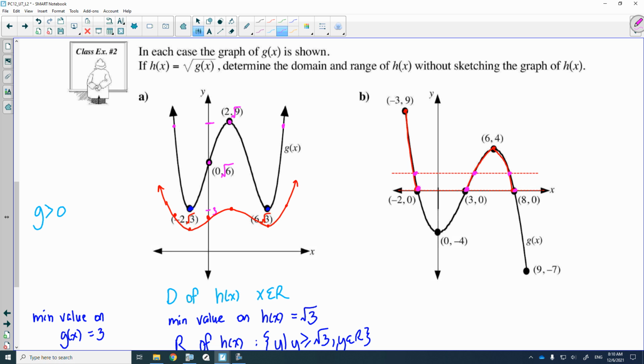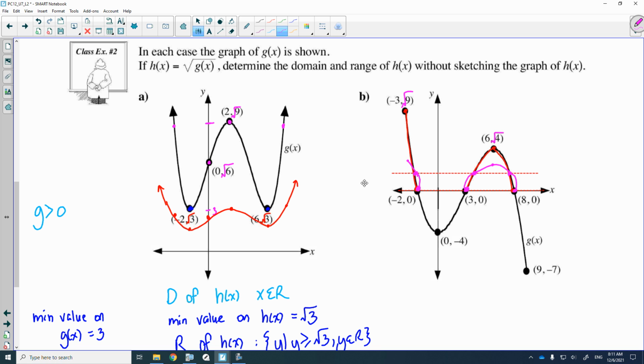Within your red zone, your radical graph is going to be above the original. So it looks like that, this, and this. Now we need some other points. We're outside of the red zone, so our radical graph is going to be below the original. 6, 4 is going to become 6, 2 on the radical. And then you connect that piece there. Up here, negative 3, 9 is going to be now at negative 3, 3. And that would be your graph of your radical.